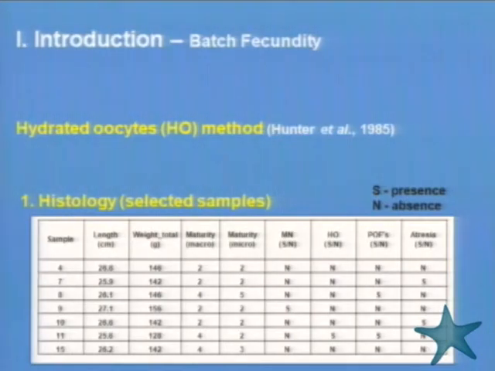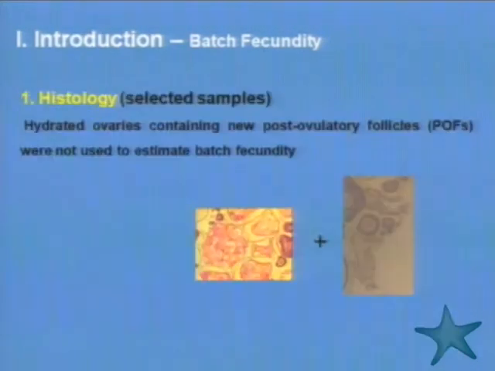What we started to do is select our samples. We make histology, and on each slide we identify the presence or absence of migratory oocytes on migratory nucleus stage, on hydrated oocytes, post-ovulatory follicles, and atresia. After that, for batch fecundity, we select the samples with hydrated oocytes but not new POFs. Those ones are excluded for our estimates of batch fecundity.